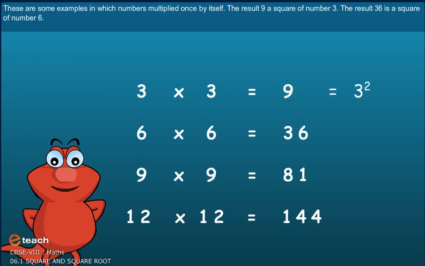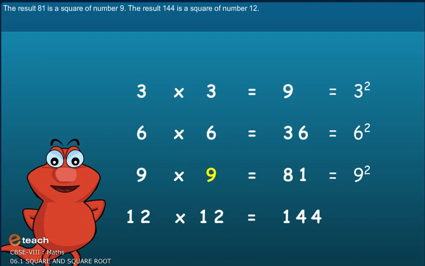The result 9 is the square of number 3. The result 36 is the square of number 6. The result 81 is the square of number 9. The result 144 is the square of number 12.